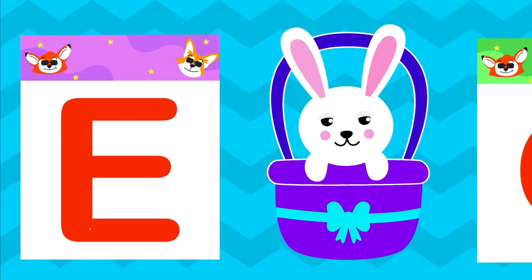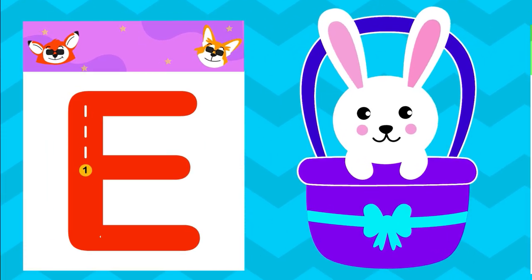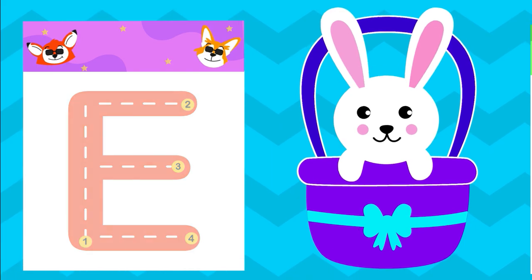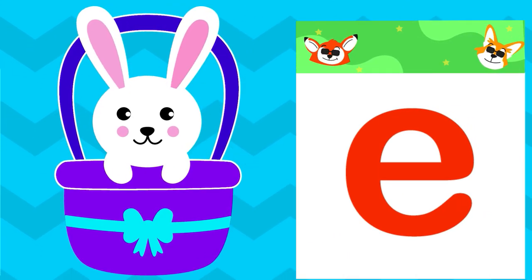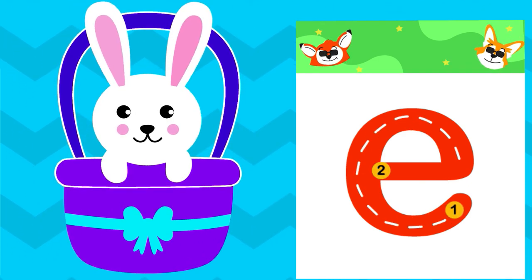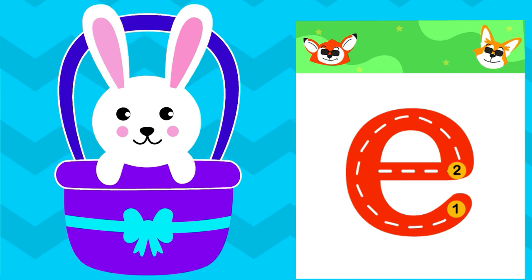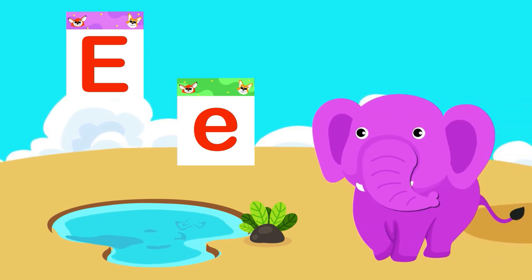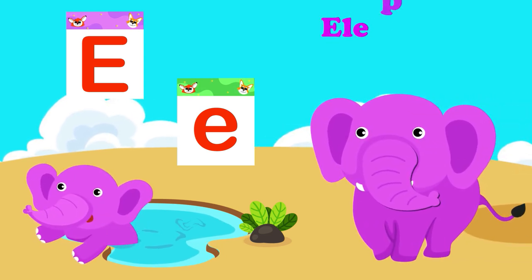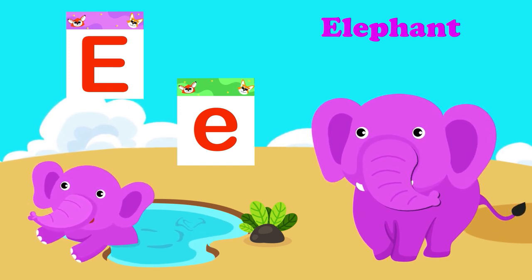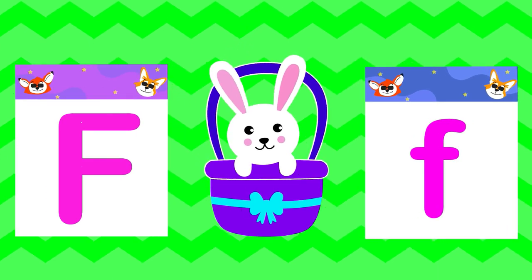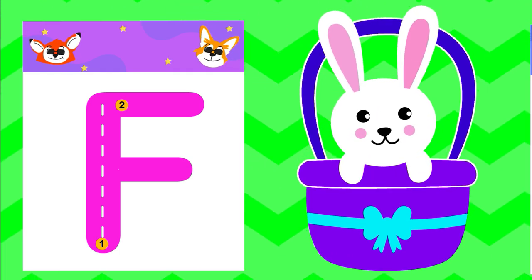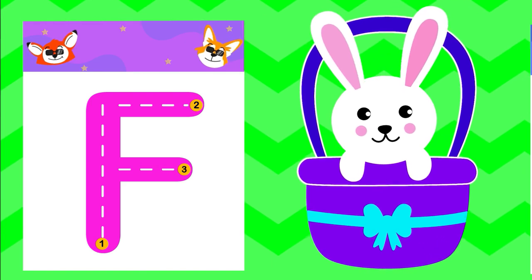E. That's right, the letter E. 1, 2, 3, 4. It's an E. F. 1, 2. It's an F. E. F. Elephant. Let's write the letter F. 1, 2, 3. It's an F.